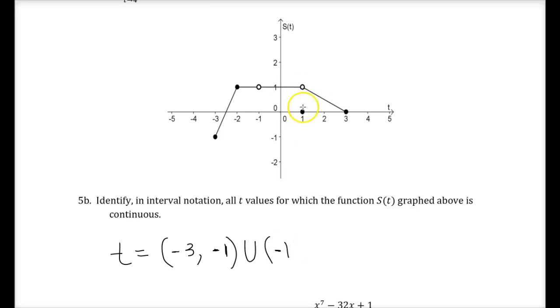We'll keep on going until we get to 1, because again, we have a jump discontinuity here. Then we skip that. And then of course we keep on going to when t is equal to 3. And of course, since that's the end of the domain, we have to put parentheses on that. And so these are the values of t where the function is, sorry, is continuous. We know that it's not continuous at -3, -1, 1, and 3. Okay? All right, so let's move on to question 6a.